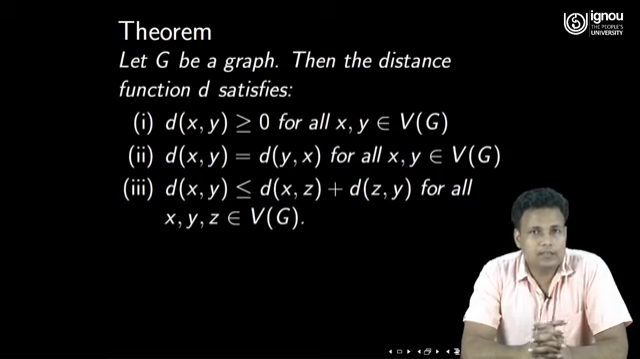The second condition says that the distance between x and y is equal to the distance between y and x for all x, y belonging to V(G).